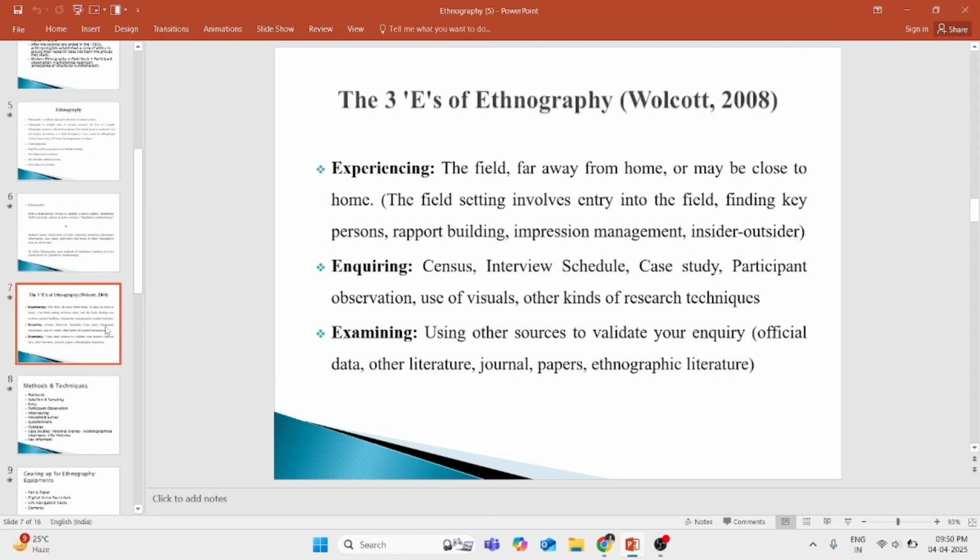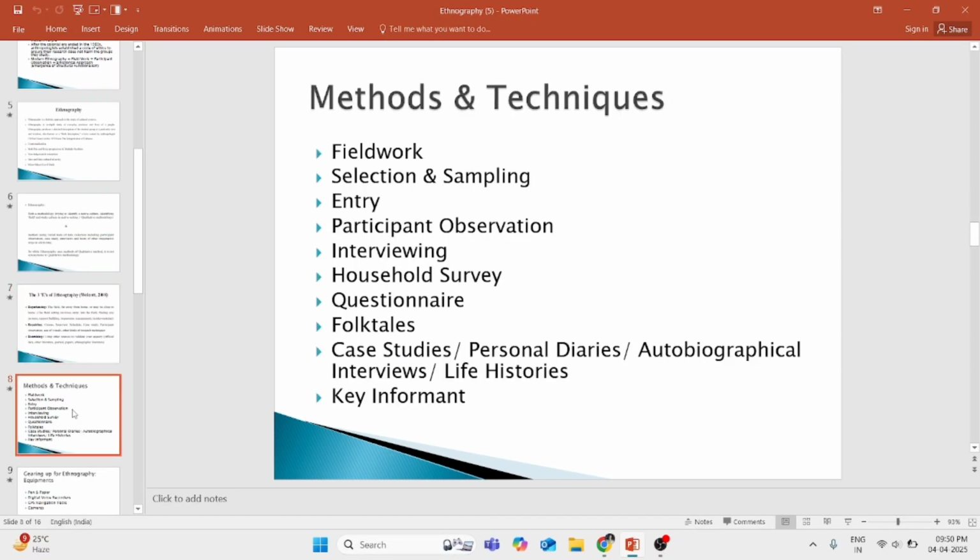Let us look into the 3 E's of ethnography, which are experiencing, enquiring, and examining, which form the core of this qualitative research method. Experiencing refers to immersing oneself in the social and cultural environment of the people being studied. Next is enquiring, the process of gathering information through interactions, interviews, and conversations with the people in the community. And finally examining, which involves critically analyzing the collected data, identifying patterns, and interpreting the findings within a broader theoretical framework.